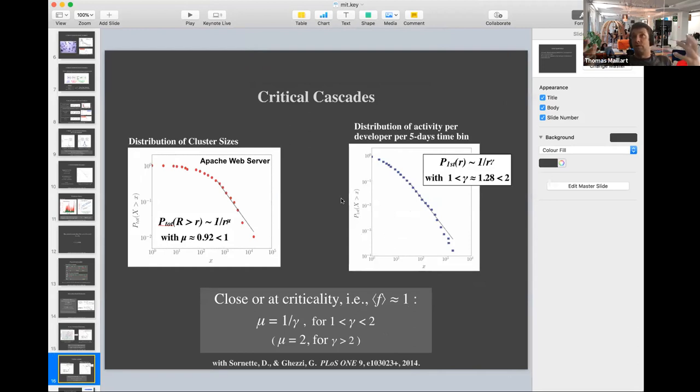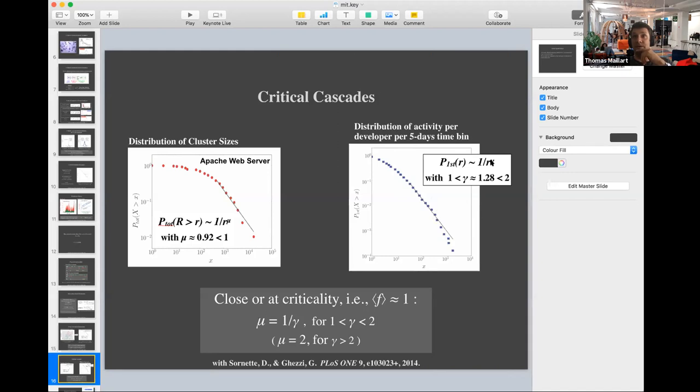So we want to test that empirically. What we needed to test empirically was to measure mu and beta. This is the distribution of activity per developer per 5 day bin. Before, we were looking at the aggregate, all the activity per 5 day bin by all the developers, and here we're looking only at the distribution of activity per developer per 5 day bin.